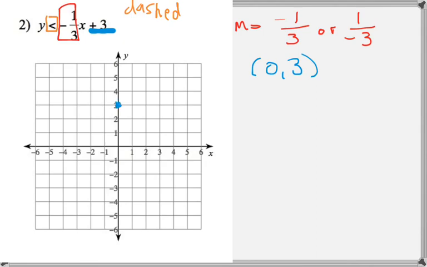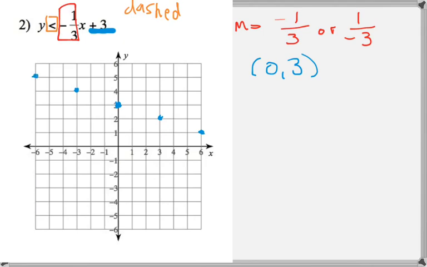Now I can use my slope. Go down 1 to the right 3. Down 1 to the right 3. My other option would be to go back to my y-intercept, go up 1 and to the left 3. Up 1 and to the left 3.